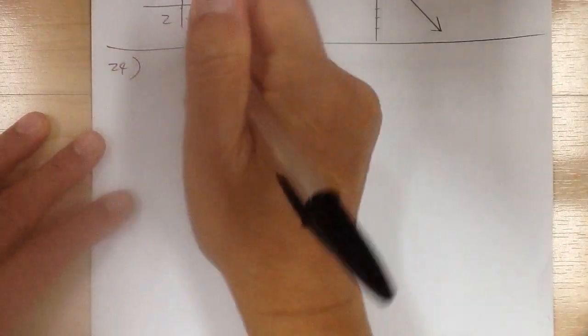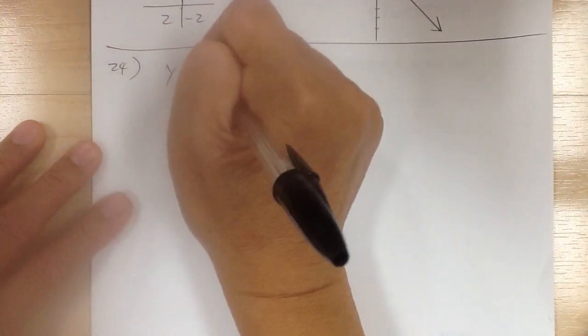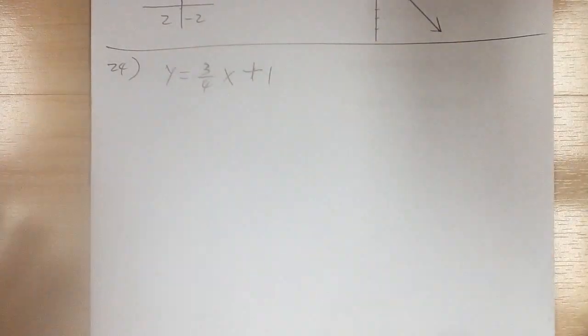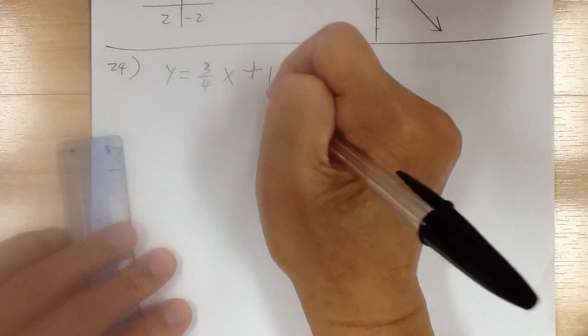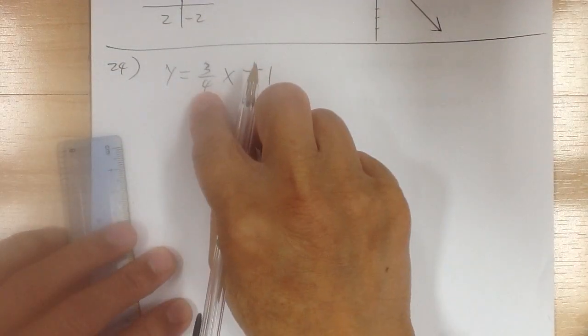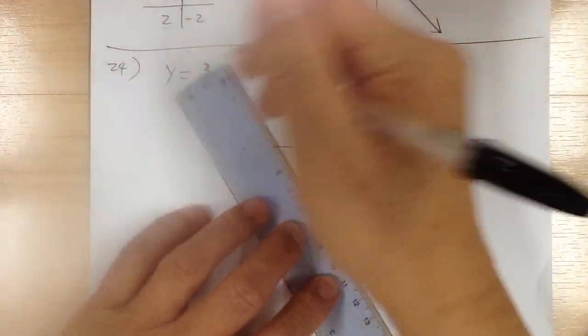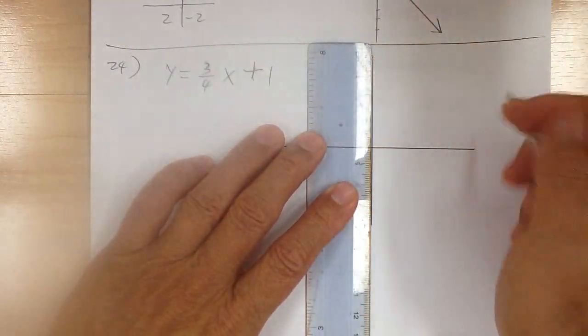Okay, next one, you got y equal to 3 over 4x plus 1. This is called slope-intercept form. So this is your intercept, and this is your slope. If you know what you're doing, you don't even need to waste your time to make a table for it.